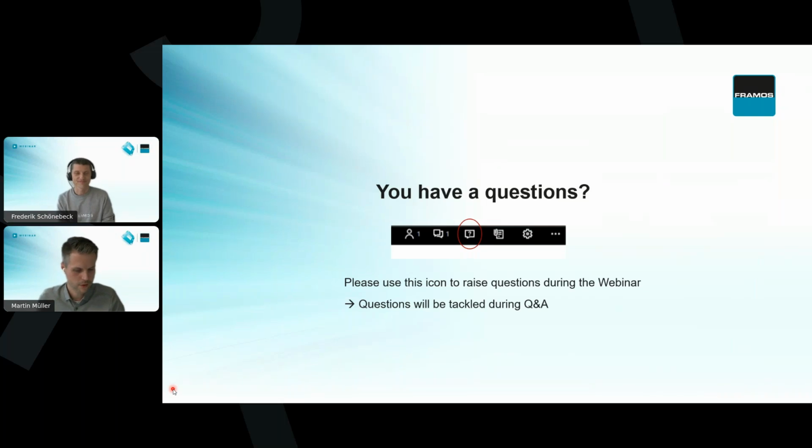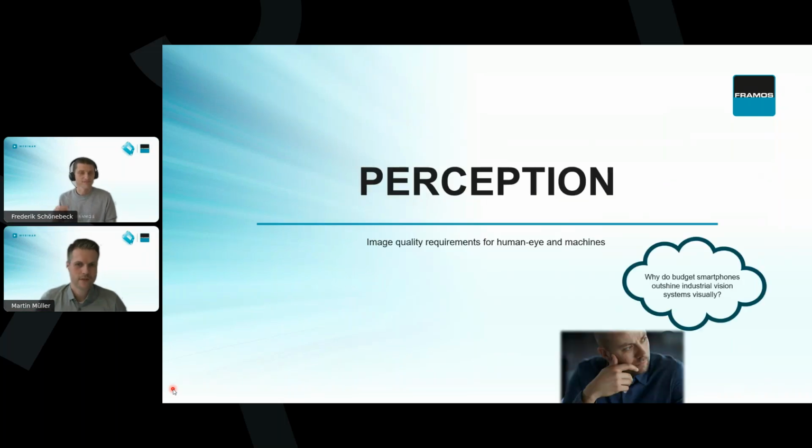Yes, hello. Also, warm welcome from my side to the European audience. Let's just start right away with the first chapter, the perception. In this chapter, we will talk about image quality requirements and the difference in requirements for human eyes and machines.